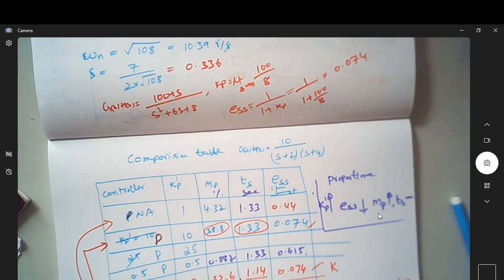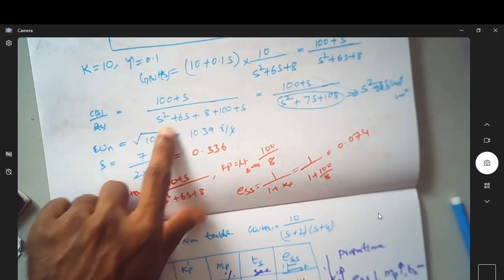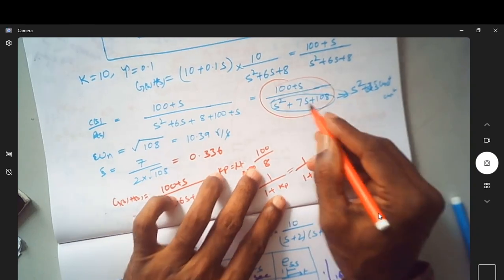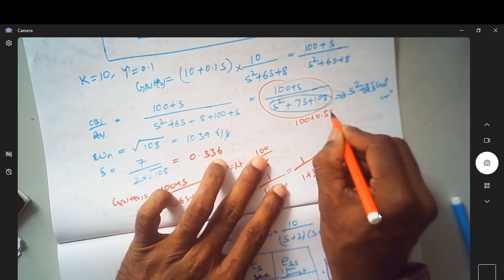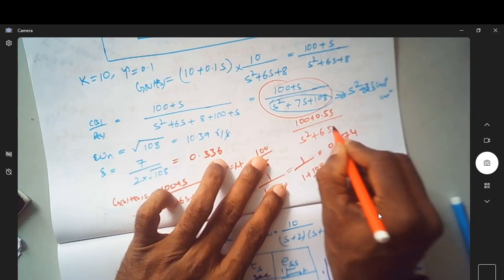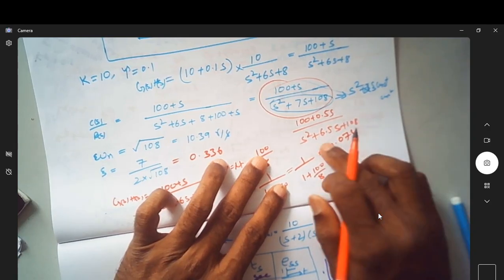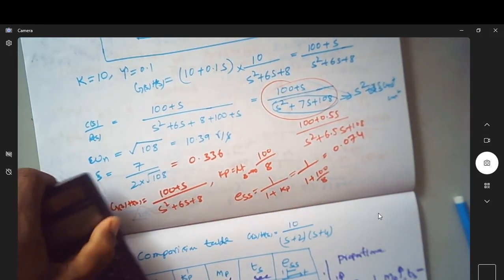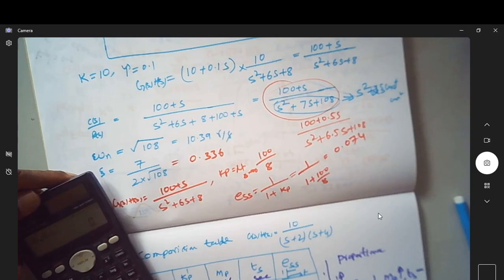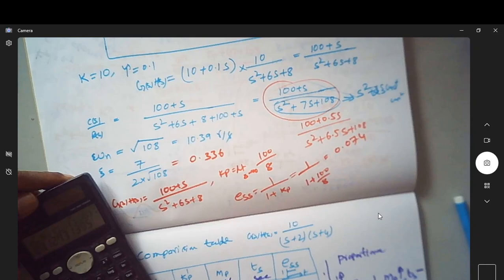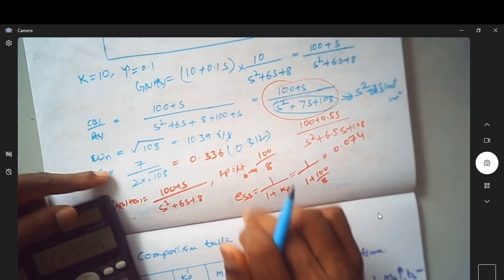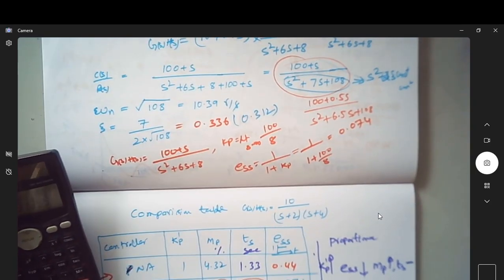So what is zeta now? Because omega n is remaining the same, because you had 108 here, you had 108. So now the change that is happening here is 100 plus 0.5 s divided by s square plus 6.5 s plus 108. This will not change your omega n, so omega n remains the same. This zeta will change to 6.5 divided by 2 into under root of 108, so of course this changes to 0.312, a very small change.